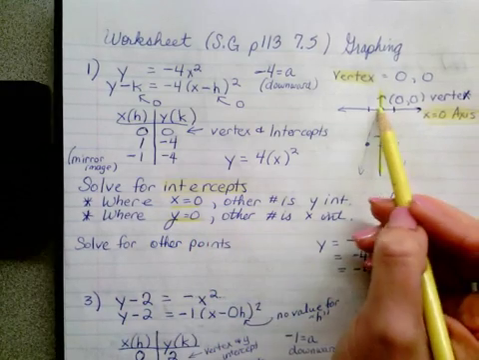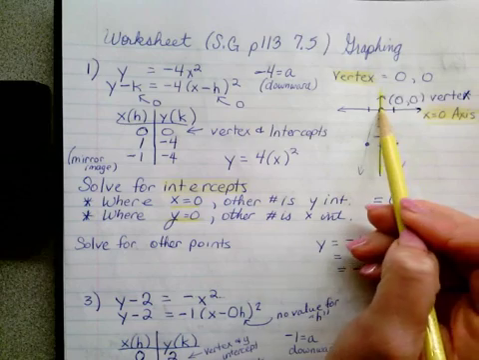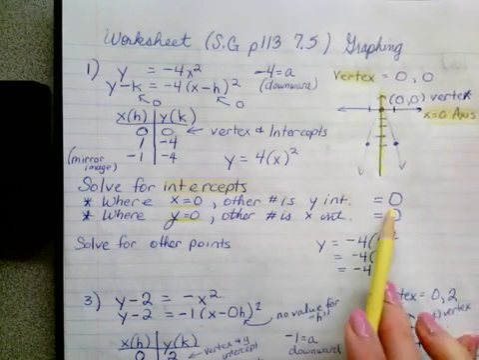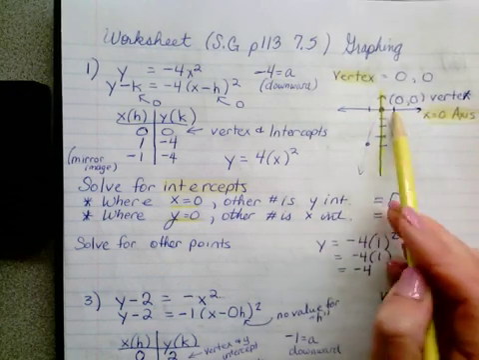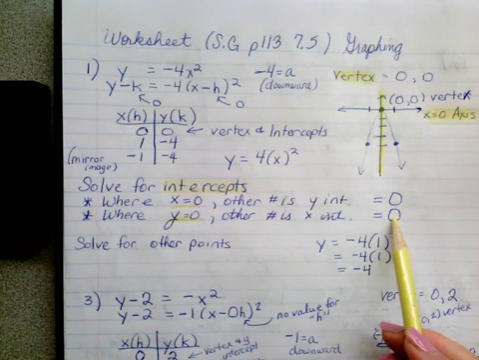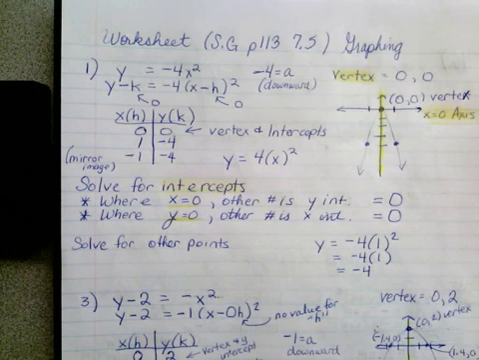Okay, so this one's a little unique in that the vertex is at the origin. It crosses the y-axis at 0. It crosses the x-axis at 0. Therefore, the two intercepts are 0 and 0. Okay? 0 and 0. So far, so good, guys? Hope so. Any questions up to this point?